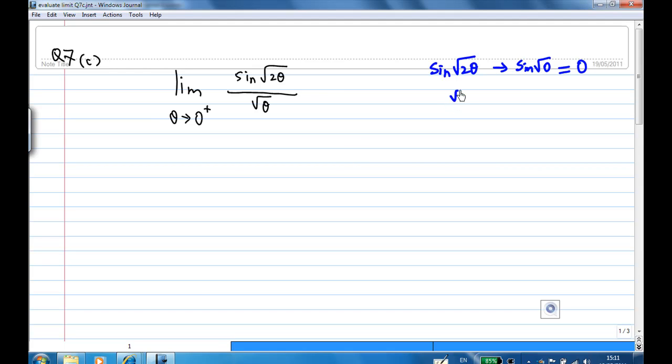Now, square root of theta, when you let theta go to 0, goes to square root of 0, and this is also 0. And you have a case of numerator equals 0, denominator 0.